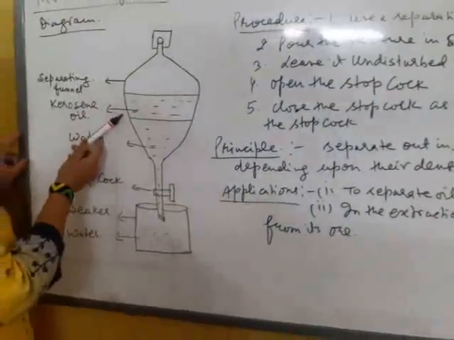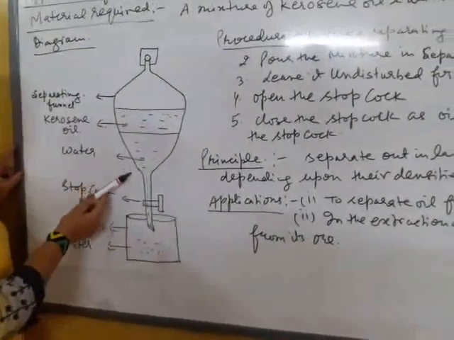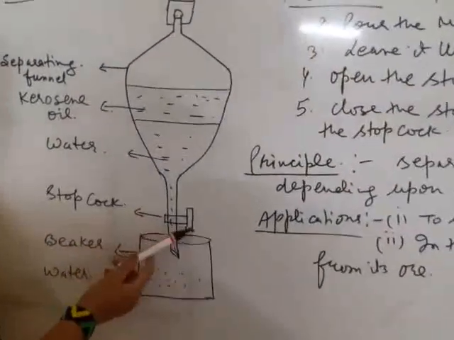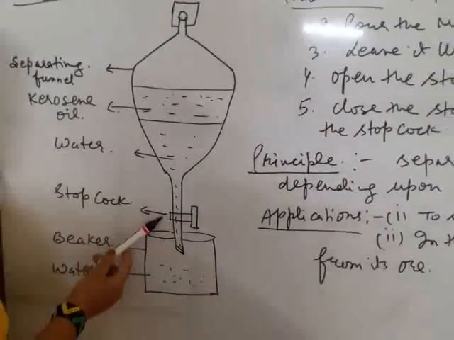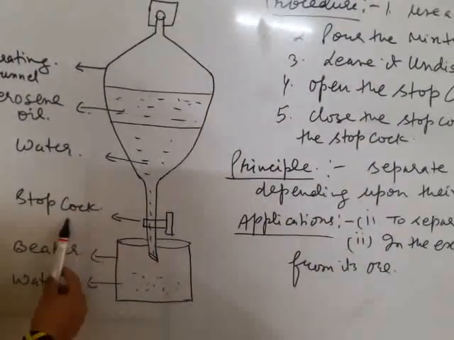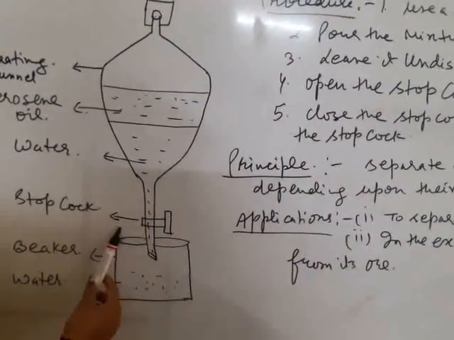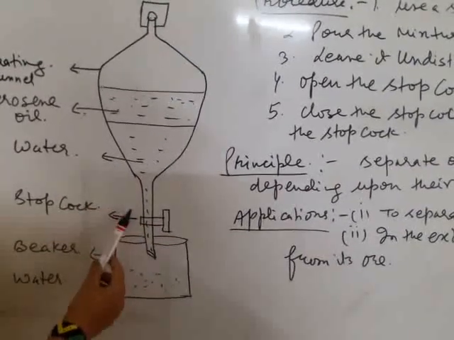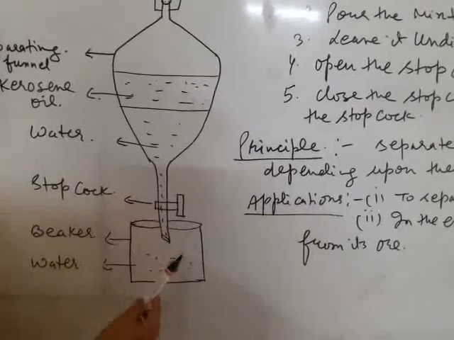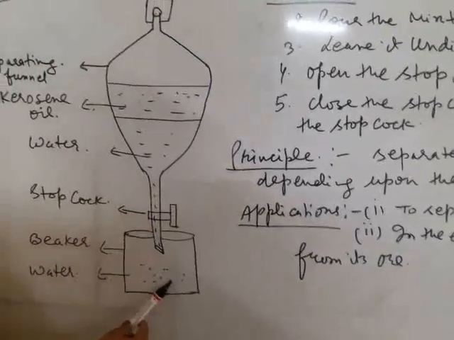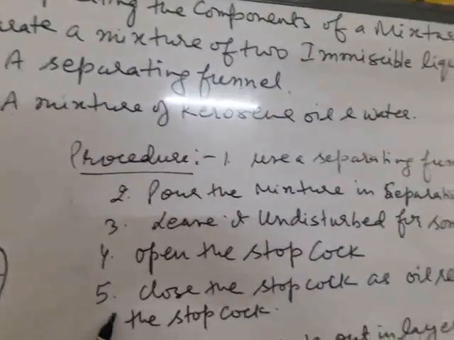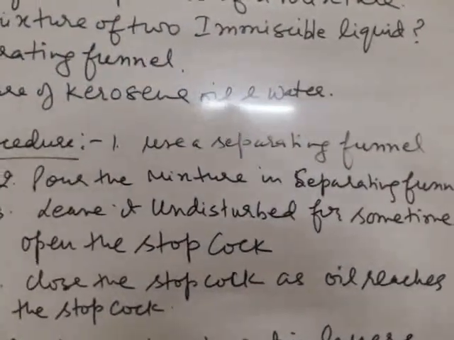Now as soon as the kerosene oil reaches the stopcock, I'll close the stopcock so that the kerosene oil will remain in the separating funnel, and the water will come into the beaker. So these are the points of procedure which I have discussed.